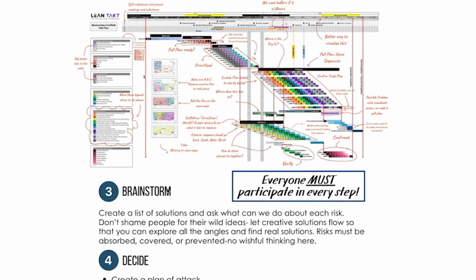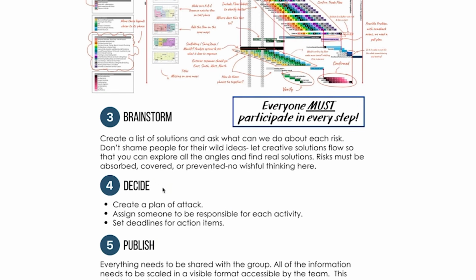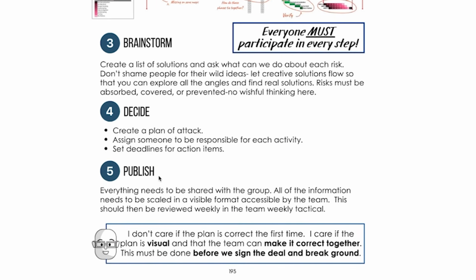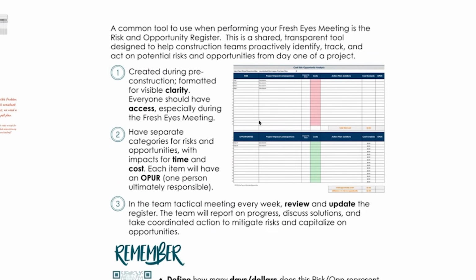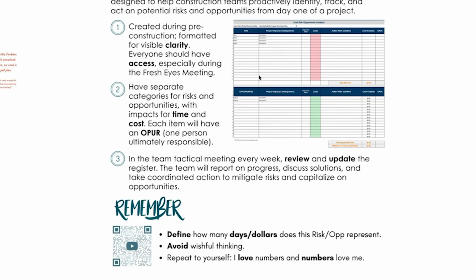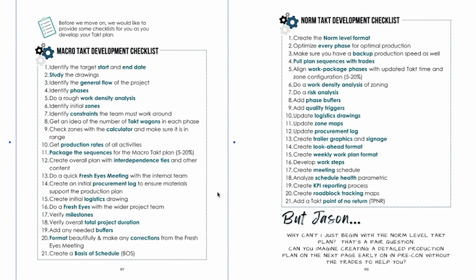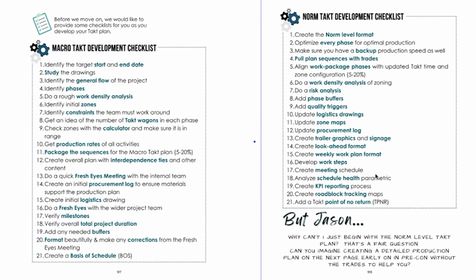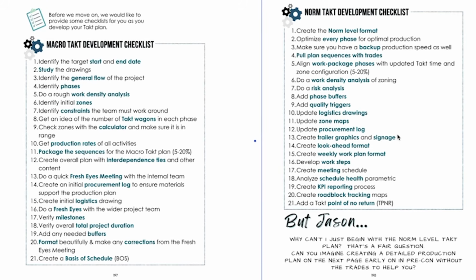And then once you're done that, set a timer for 15 minutes. You can brainstorm, decide on what your plan of attack is, and then publish your findings. The key here is at the end, you want to end up with a risk and opportunity register that has your risks and opportunities, and you fixed your plan to the best of your ability. Now, we've included in here a macro takt development and a norm. We'll do this later in future videos, but these are here to help you really create your plan.